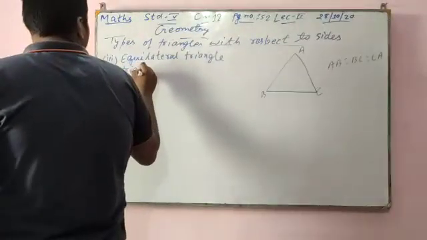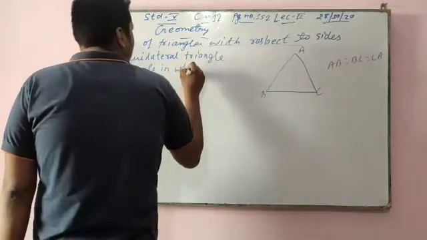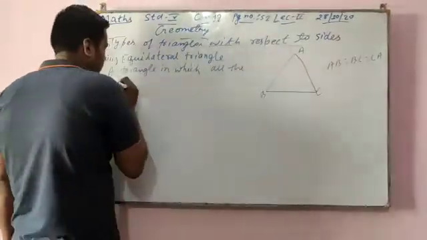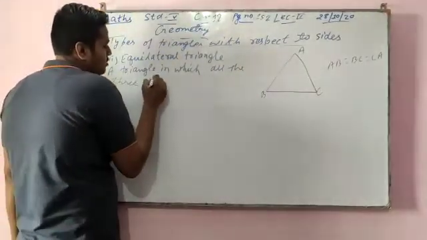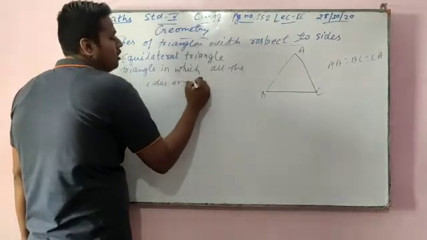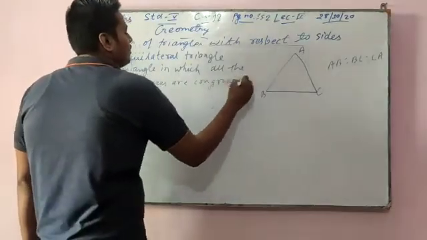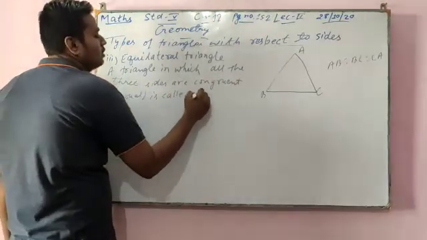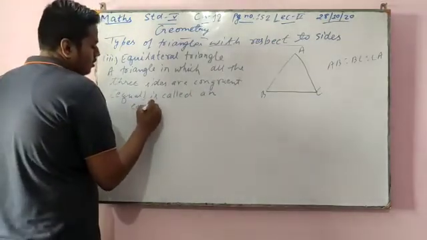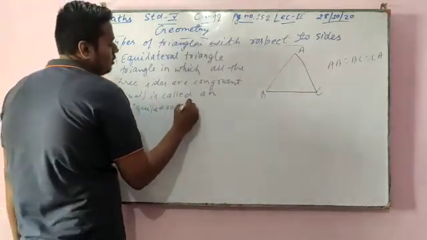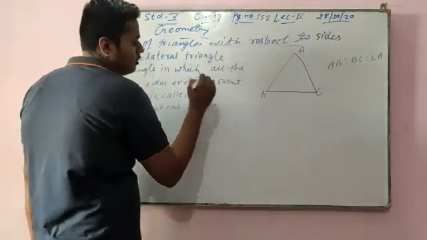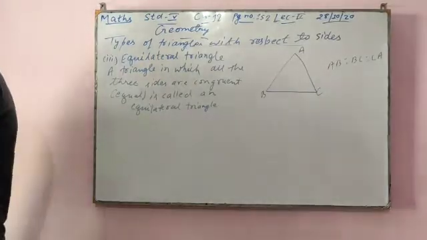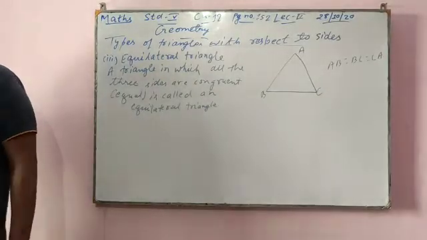A triangle in which all three sides are congruent, which means equal, is called an equilateral triangle. Okay. Now I will move to the next explanation.